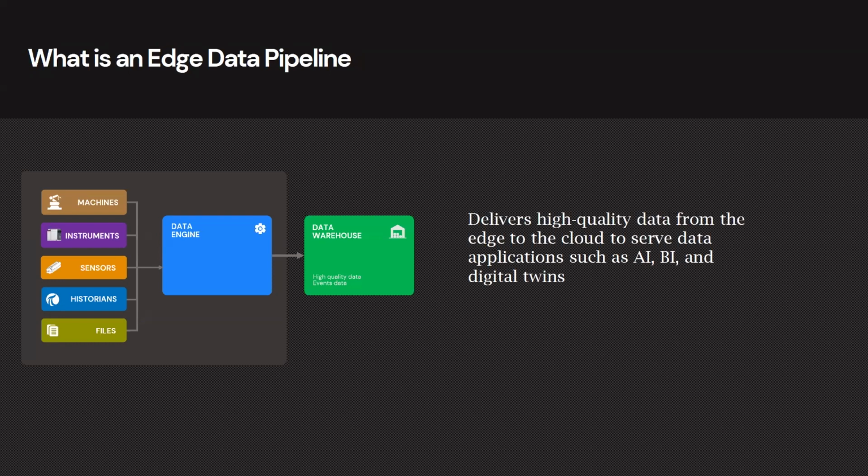This high quality data then gets deposited into a data warehouse, which can be Snowflake, Databricks, Azure, Amazon S3, time series databases, different types of data warehouses. And now that data can be used for modern data applications. A lot of those modern data applications include AI today.